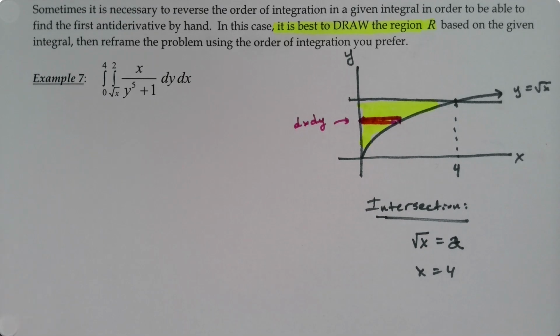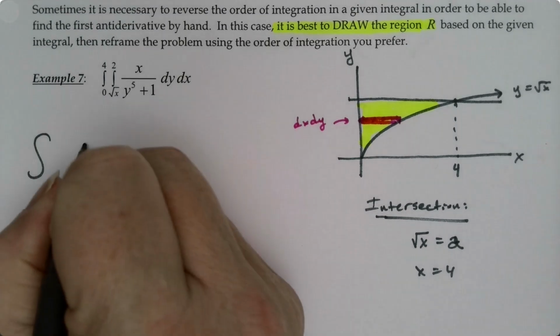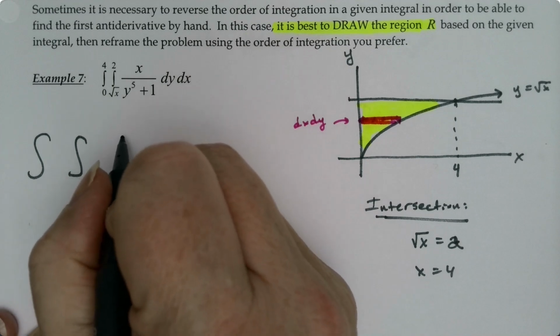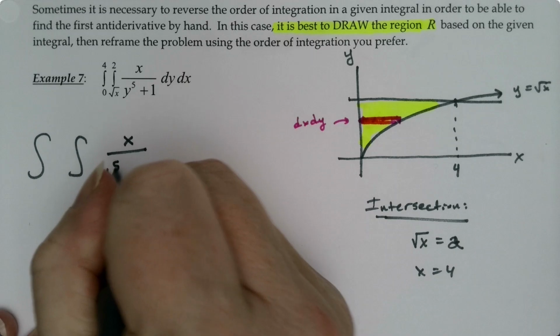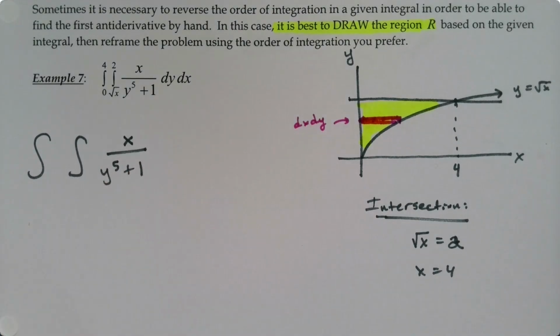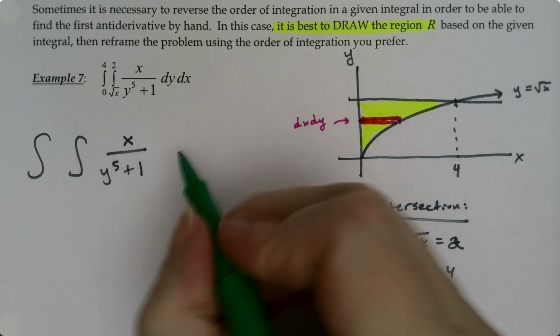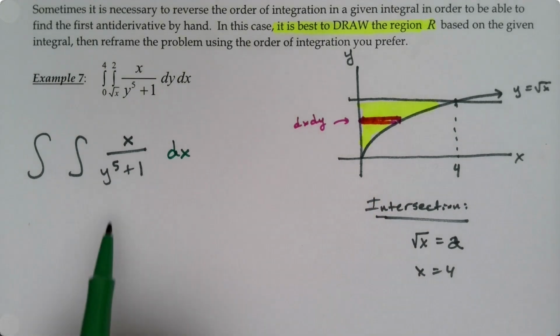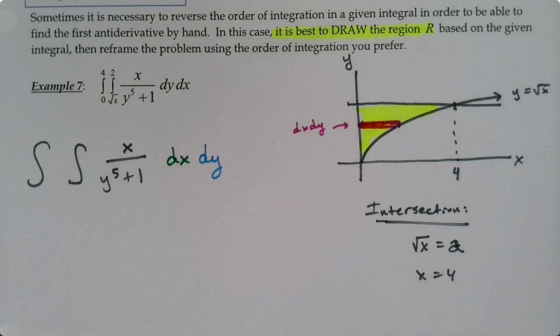Okay, so I'm going to have to change my limits of integration here. So this is the tricky bit. The integrand doesn't change. It's x over y to the 5th plus 1. And we know we're going to go dx dy. So let me put dx right here, and then dy will go after it. There, I popped in the dy.